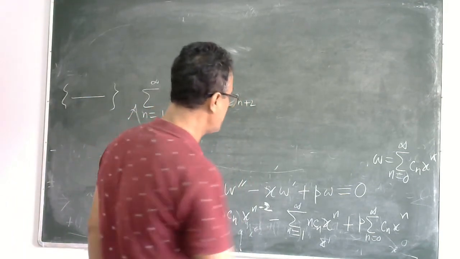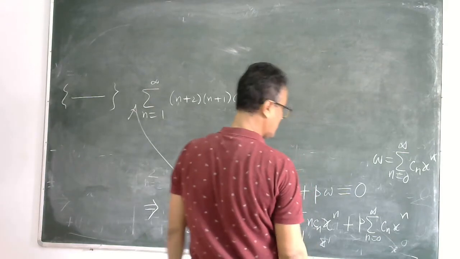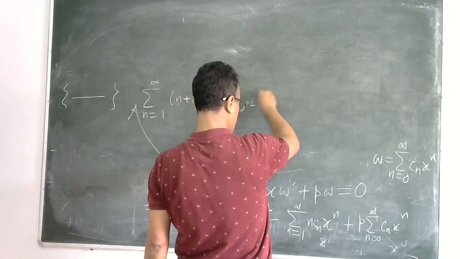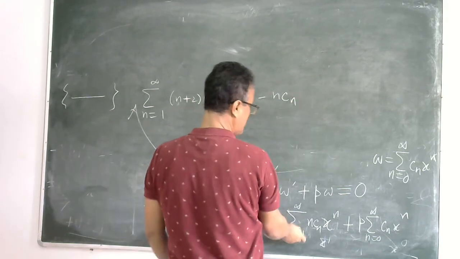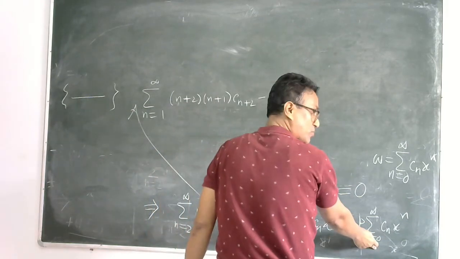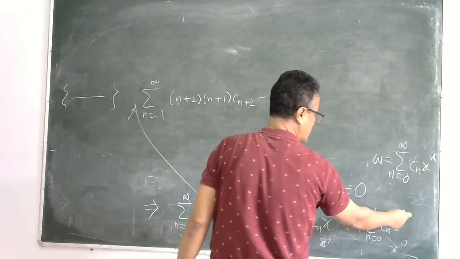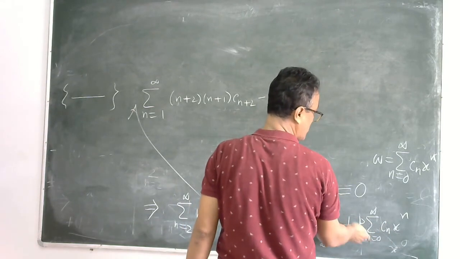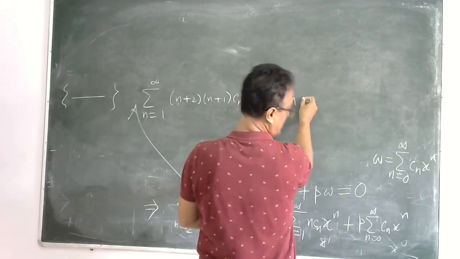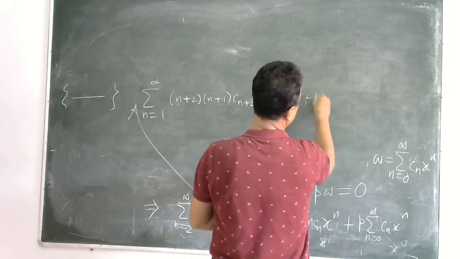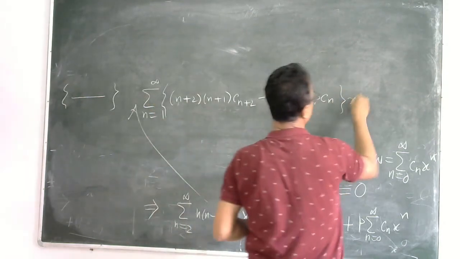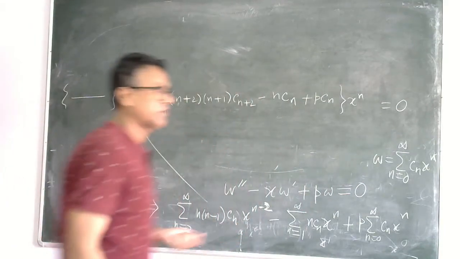And from here, it already starts from this is going to be minus n cn, because it is already starting with n equal to 1. And once you take this term out from here, x to the power 0 term out here, it is going to give you again from n equal to 1 to infinity, this is simply going to be plus pcn x to the power n, this is equal to 0. Are you getting my point?